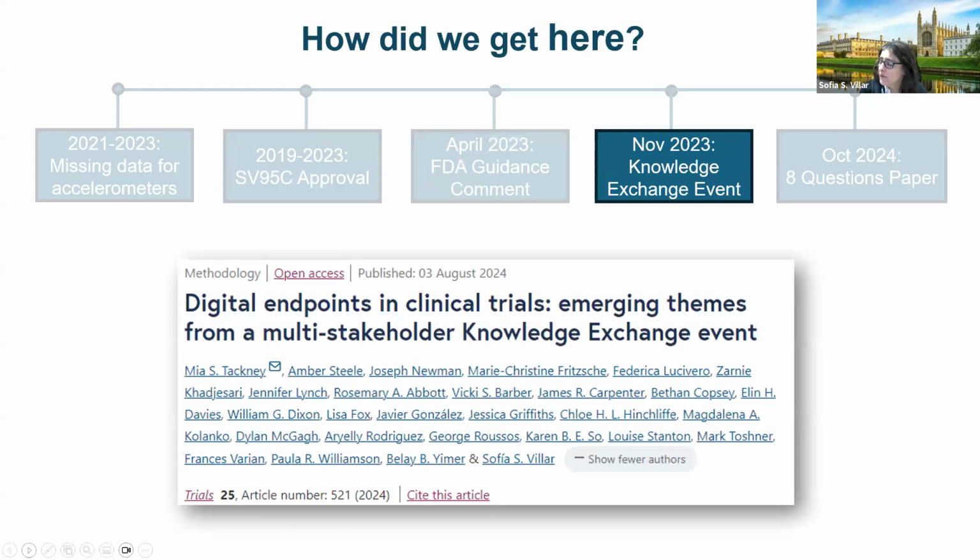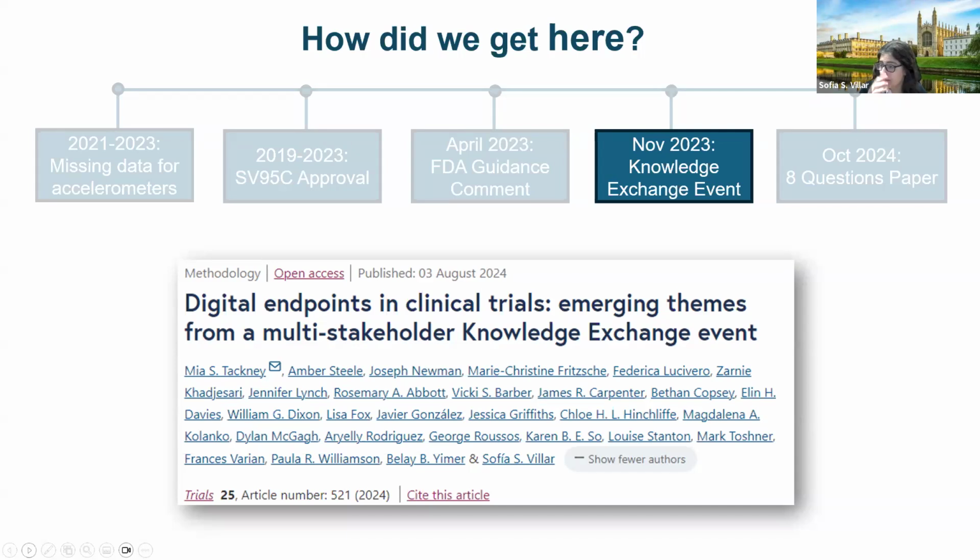So after that, we went on in November 2023 to try to get people together in a knowledge exchange event, because we quickly realized that the process of approving an endpoint like SV95 involves multiple perspectives, and we wanted to understand how we could use those perspectives to shape our statistical methods priorities. So we put people together: regulatory, industry, patients, and more methodologists, and we tried to discuss the challenges and the possibilities.